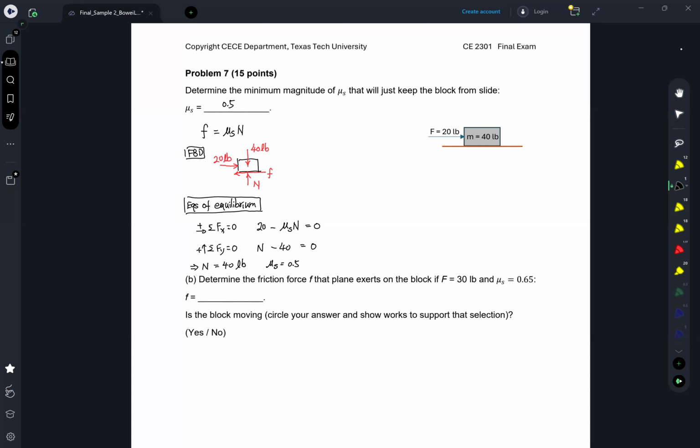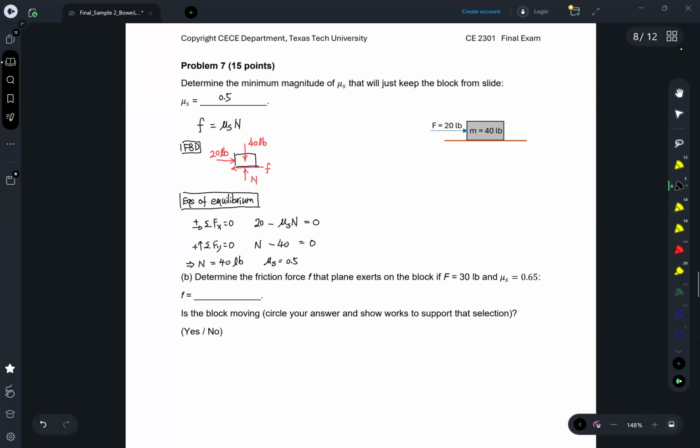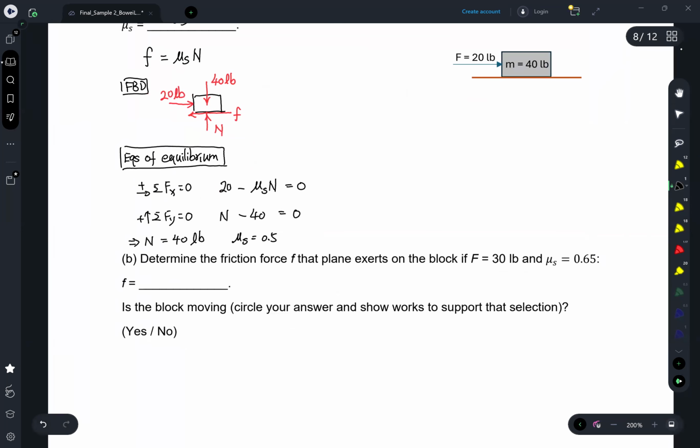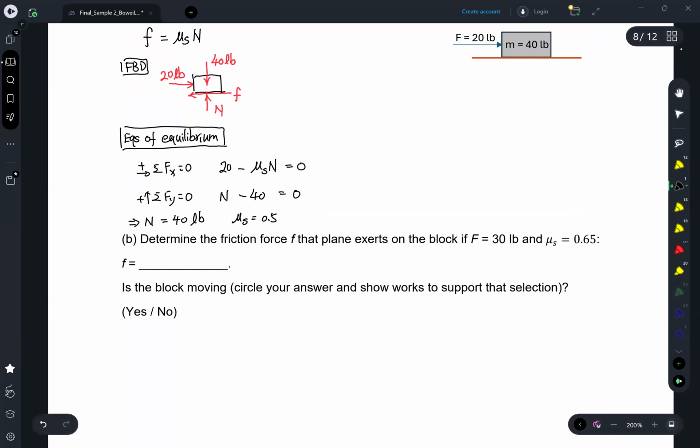So now again we are going to perform force analysis for the object. For the force analysis, the first step is the free body diagram. But we are going to see that the free body diagram is almost the same for the object. The external force, now it's changed to 30.